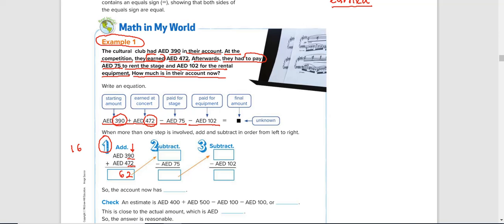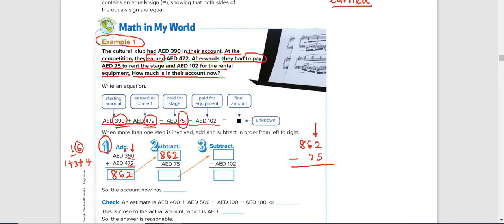You write 6, the last digit. The remaining 1, you take it to the next place value, where you now have 1 plus 3 plus 4, and that's going to give you 8. So this is the answer you've gotten. Take it to this upper part, so you have 862. Now you have done 360, you've done 472. What is left now is minus 75. So we have it here, 862 minus 75.